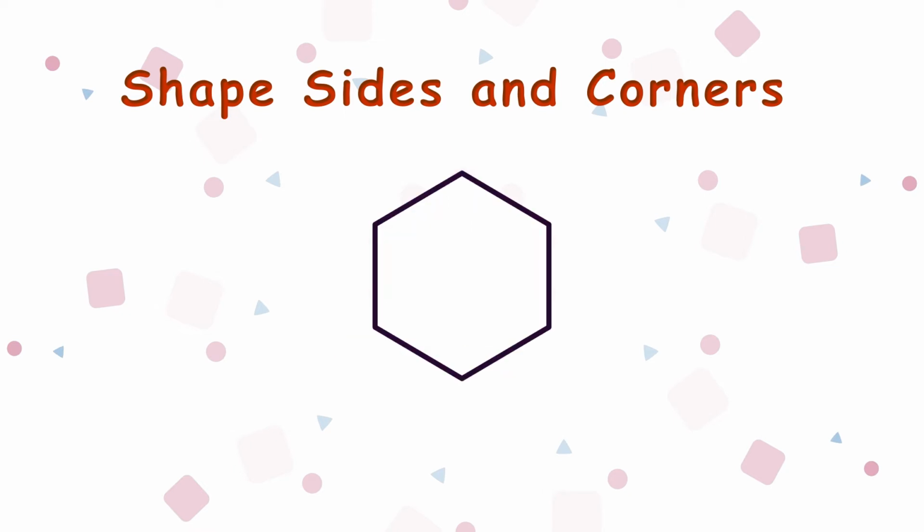What about the hexagon? How many sides does the hexagon have? Let's count. 1, 2, 3, 4, 5, and 6. The hexagon has 6 sides. But how many corners can you see in the hexagon? Let's count. 1, 2, 3, 4, 5, and 6. The hexagon has 6 corners.